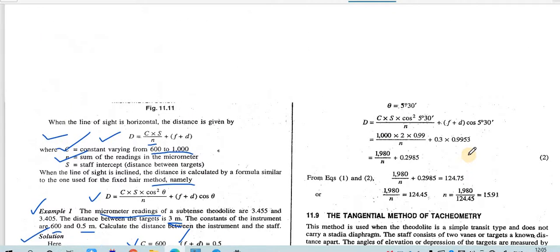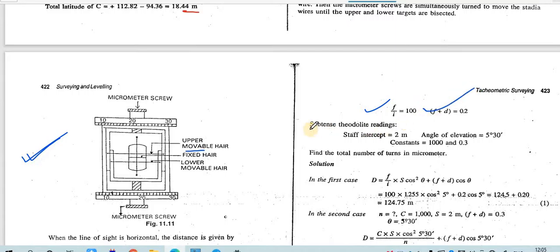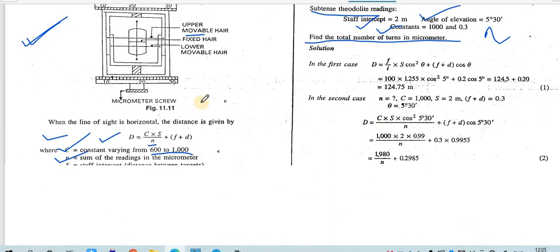Okay. The next part is saying that F by I is 100, F plus D is 0.2. And the subtense theodolite reading: the staff intercept is 2 meters. This is in the second case. The angle of elevation is 5 degrees 30 minutes. The constant is 1000 and 0.3. Find the total number of turns in the micrometer. That means we need to calculate the value of n.